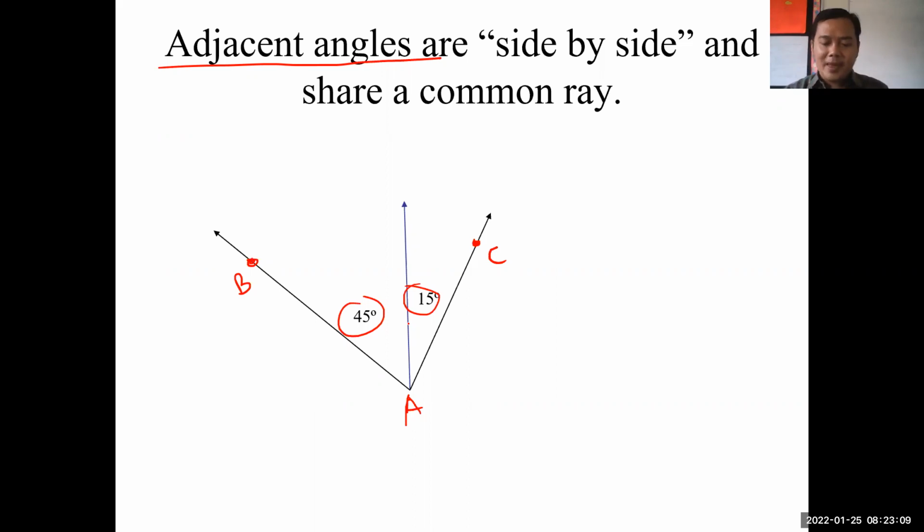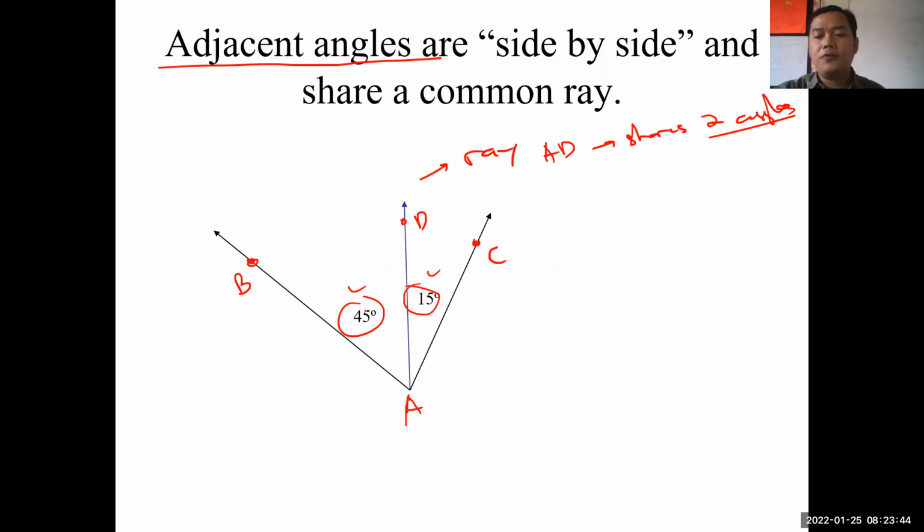Not until it's fixed. Okay, so here we go. Again, adjacent angles are side by side and share a common ray. So these two, the 45 and the 15, we call adjacent angles because they are side by side and they share a common ray. Which ray is it? This guy over here. Let me say this is ray AB. Ray AB shares two angles, which are the 45 and the 15.